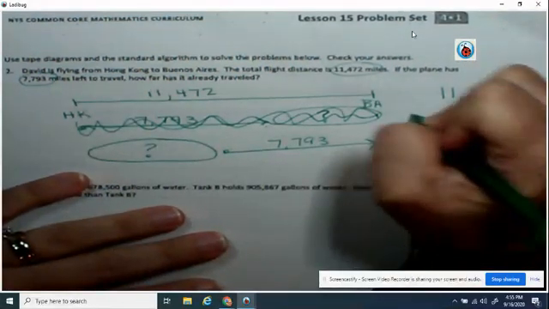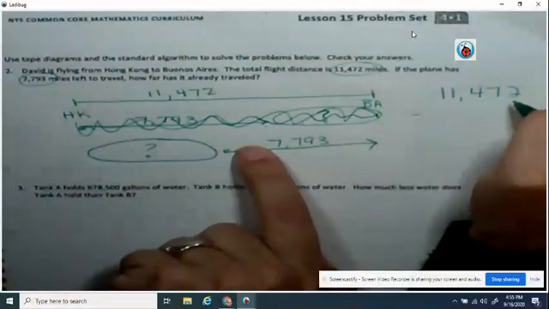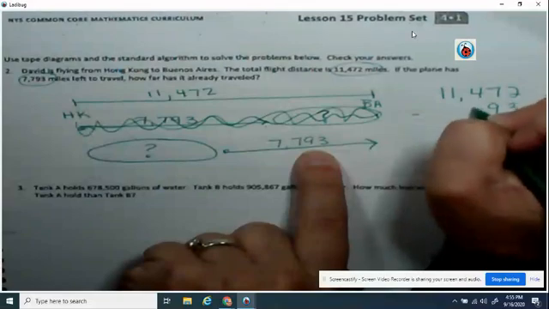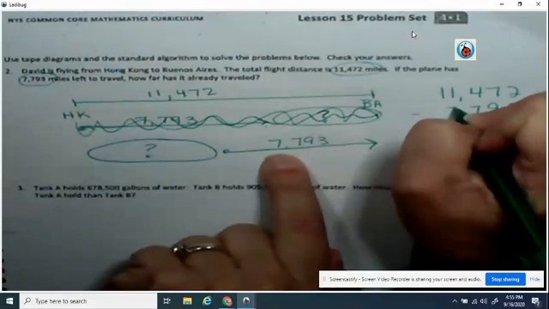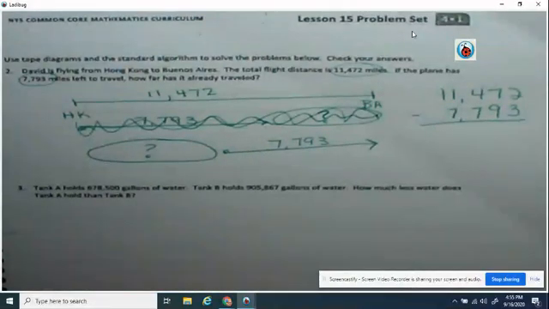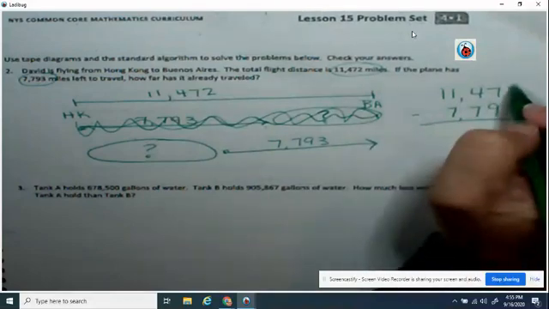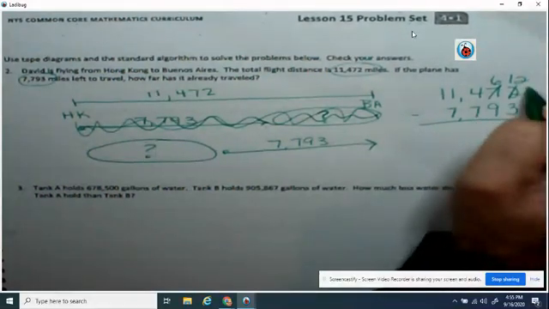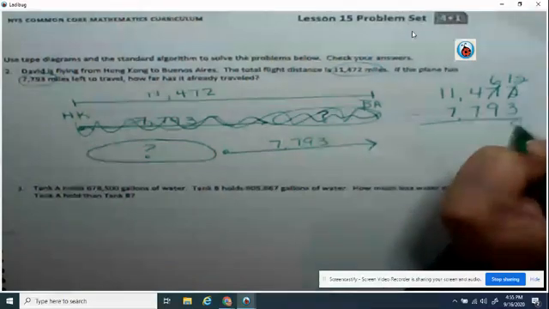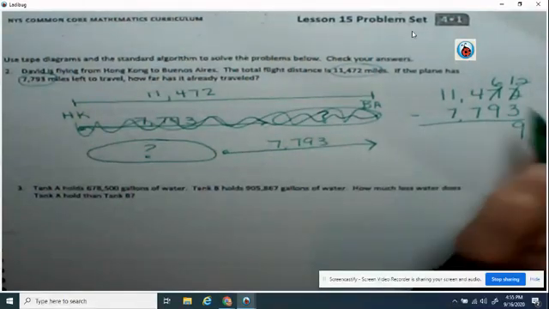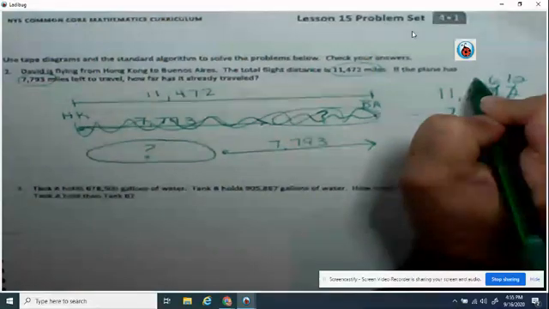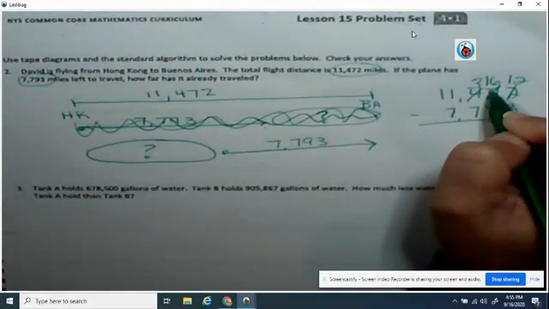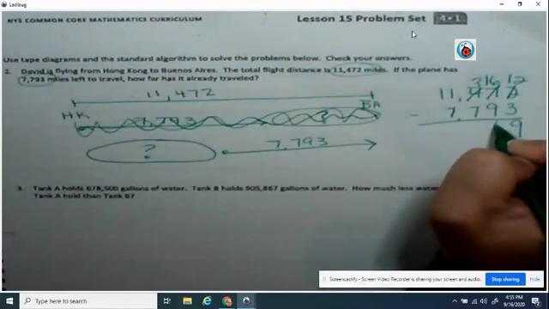11,472 minus. Be sure to line up your ones with your ones, your tens with your tens, your hundreds with your hundreds, and your thousands with your thousands before you subtract, okay? 2 minus 3 I cannot do. We're going to go next door. Get 10 more. That's 12 minus 3. 12 minus 3 is 9. 6 minus 9 I cannot do. Go next door. Get 10 more. That's 16 minus 9. 16 minus 9 is 7.